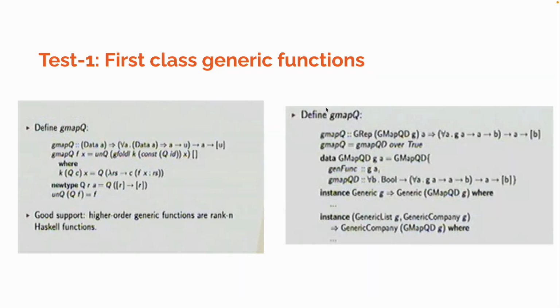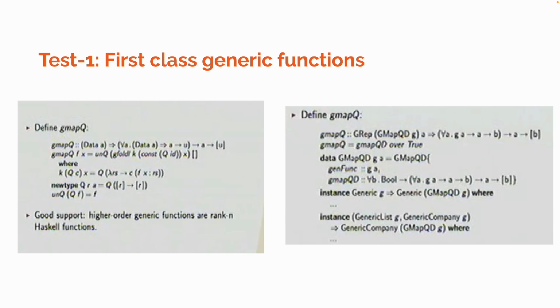Let's see an example for the first class generic function. We'll try to write an example for gmapQ. On the left hand side, it is for SYB or Scrap Your Boilerplate. On the right hand side, we see EMGM. So we can see that with Scrap Your Boilerplate, it does not have any problem implementing it. So it checks on the good side. For EMGM, it is a bit more tricky, but we can still write a higher order generic function, even though they are more difficult to write than other generic functions such as equality.